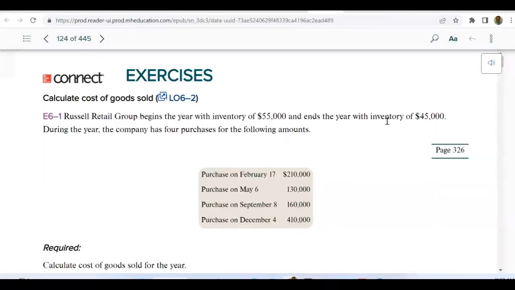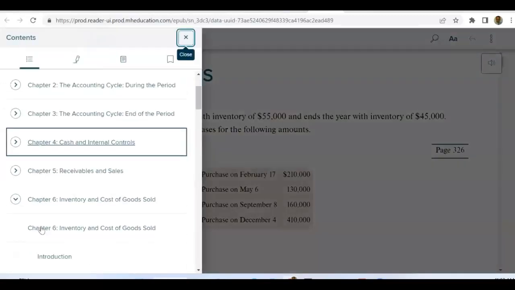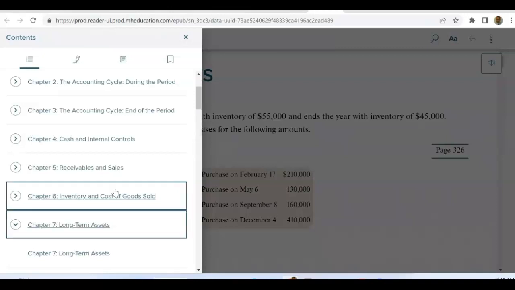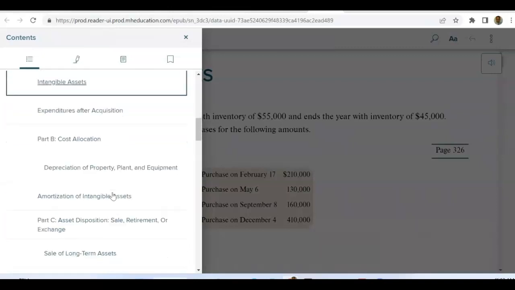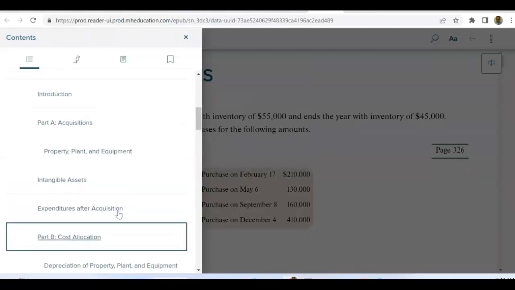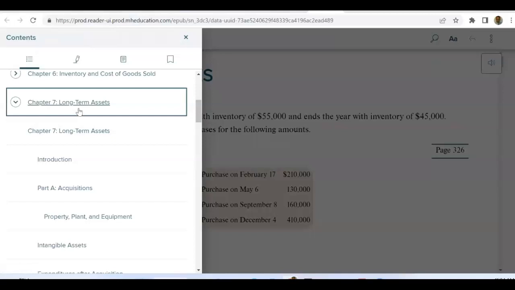Your homework assignments, you need to do some exercise problems. I'm gonna go to chapter 7, close chapter 6 here, open chapter 7, and I go all the way down. Chapter 7 is about long-term assets. Assets that you purchase and you use in your business. And normally we call them property, plant, and equipment.